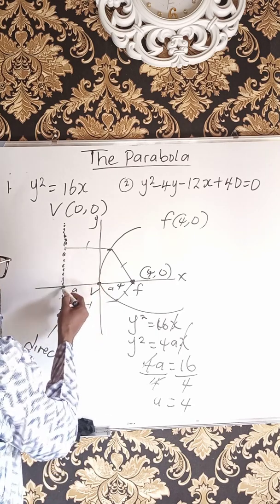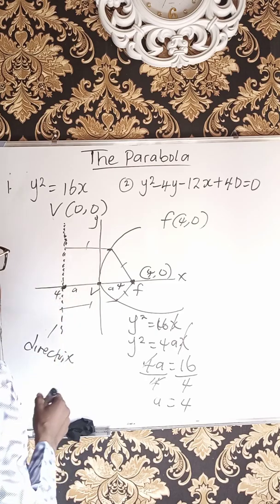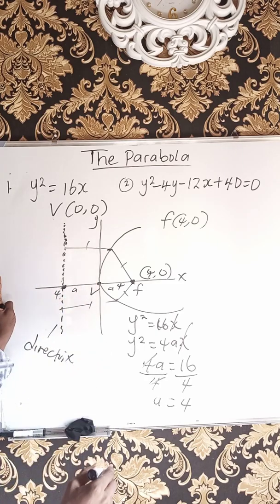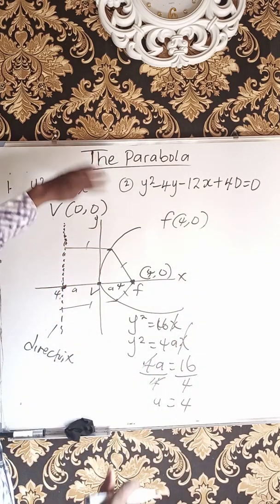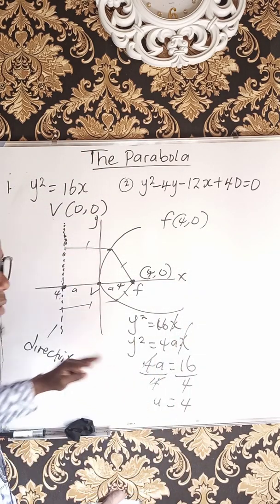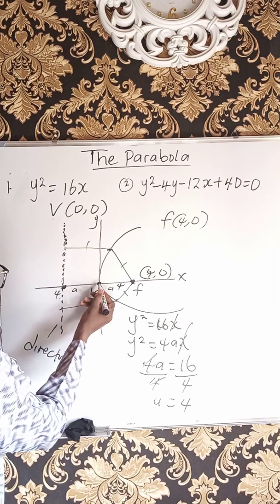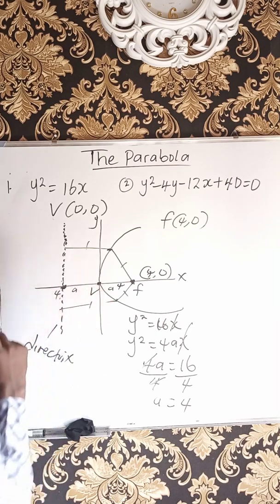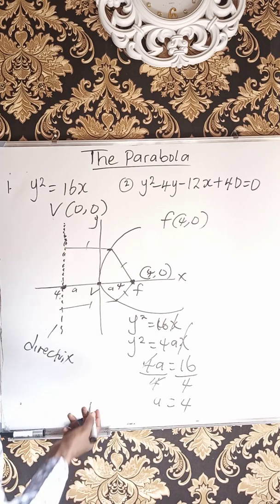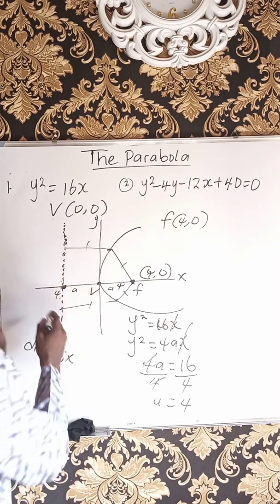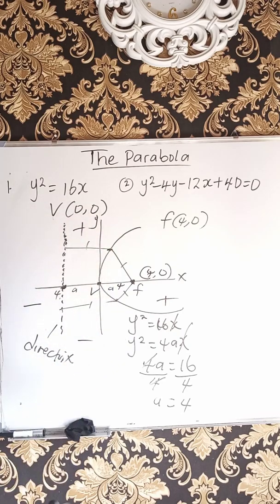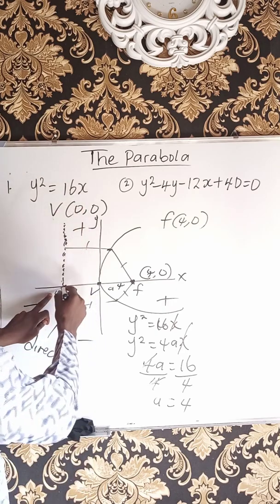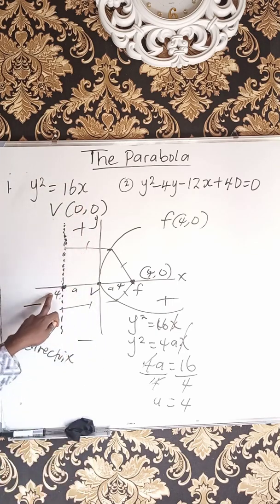From here to here is 4, so this is at the point of 4 now, but this is the negative x value. Here is positive x value, up here is positive y value, down here is negative y value. So at this point, we have known that this length from here to here is 4, but the sign should be negative because left is negative, right is positive, here is positive, here is also negative.